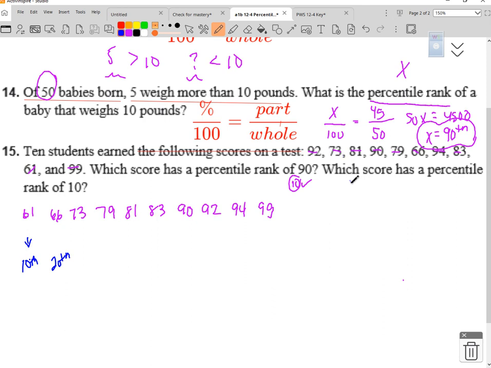So, which score has a percentile rank of 10? 61. Which score has a percentile rank of 90? So the percentile rank of 10 was 61, and the percentile rank of 90 was what? 94. Yes. Because you have 10 in there. That only works if there's exactly 10, though.